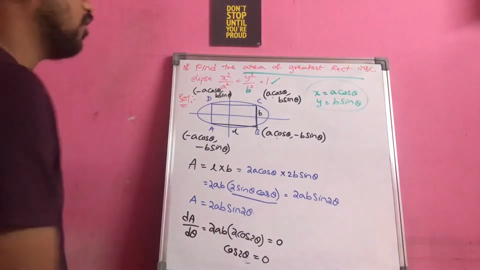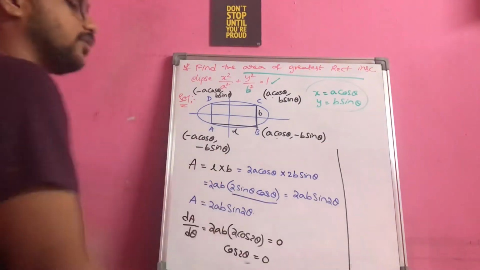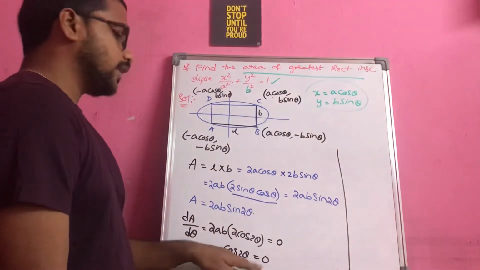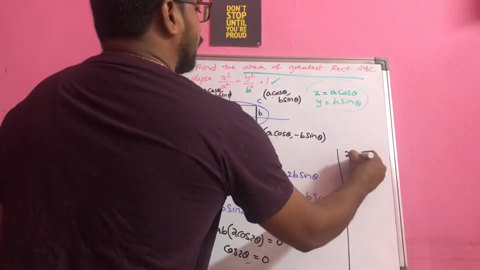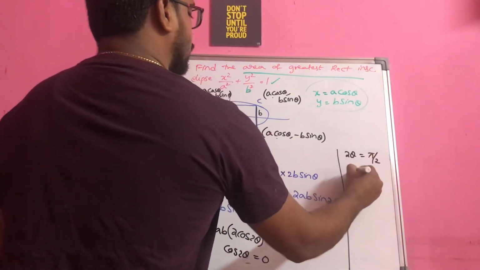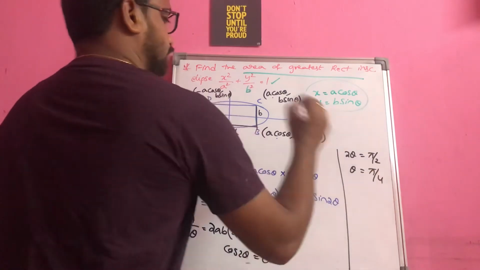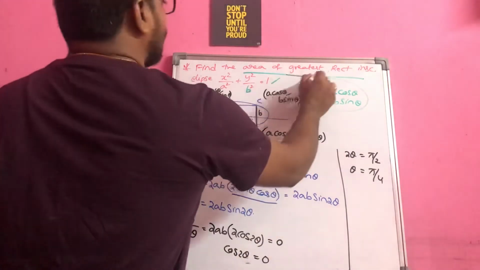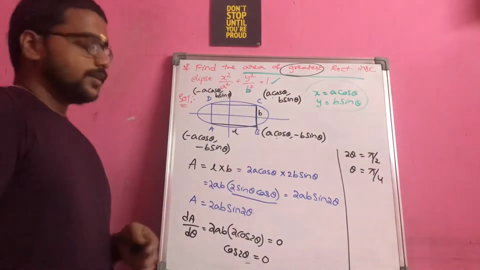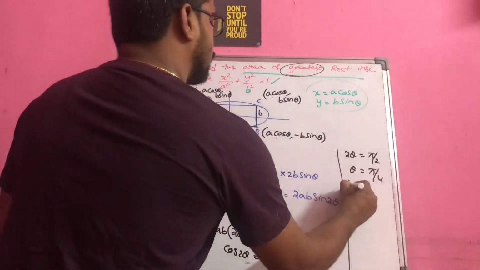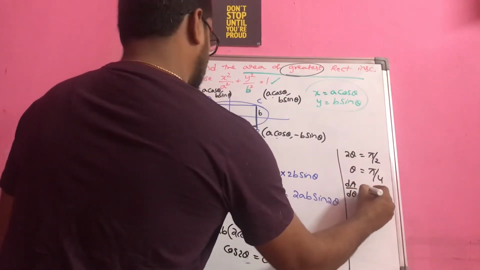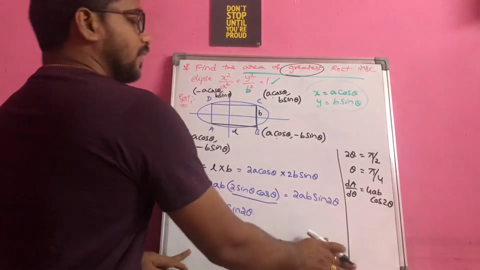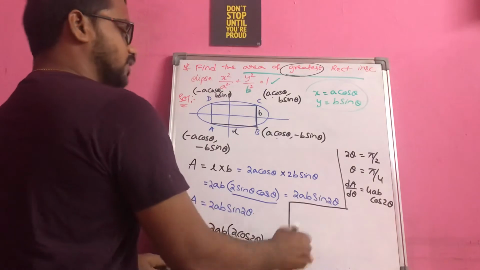So now you see, cos 2 theta is equal to 0 means we have to simplify this to get the answer for theta. So 2 theta equal to pi by 2 means theta should be equal to pi by 4. Okay. So theta is equal to pi by 4, but we have to prove that it is the greatest area at this particular point. So let us find the second order differentiation. We have dA by d theta is equal to 4ab cos 2 theta. Now let us apply the second order differentiation for this.